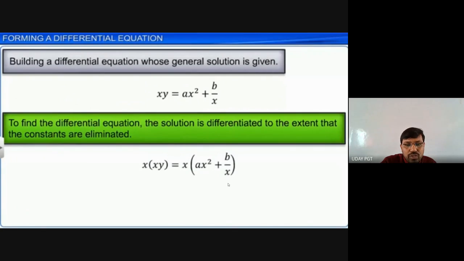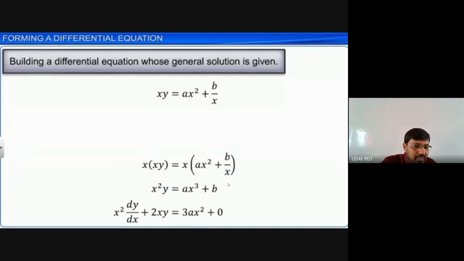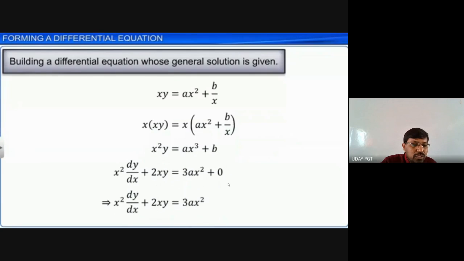So first, you multiply both sides by x. When you multiply by x, we get x square y equals ax cube plus b. Now you differentiate this with respect to x. On the left-hand side the uv method is used, and on the right-hand side b is eliminated, becoming 0, so we get 3ax square.